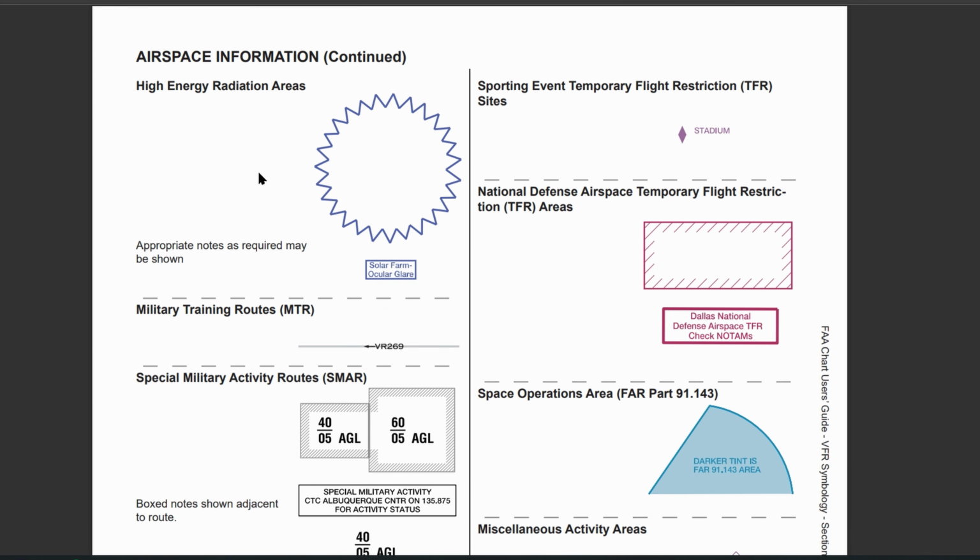There's some other important things to note. We have high energy radiation areas, so like solar farms would be a good example. You can think of it as just the sun. You have your sporting events TFRs, so if there's an event going on, you can't be flying over people, you can't be flying over events like this, so there's going to be a temporary flight restriction in effect. You have national defense airspace, where you have TFRs for this. This one is going to be in red with the slanted little hashes, kind of like the airport patterns, but this is for national defense. You have your VR and your IR, 3 numbers afterwards if it's above 1,500 feet, 4 numbers if it's below 1,500 feet. So these are for military training routes.